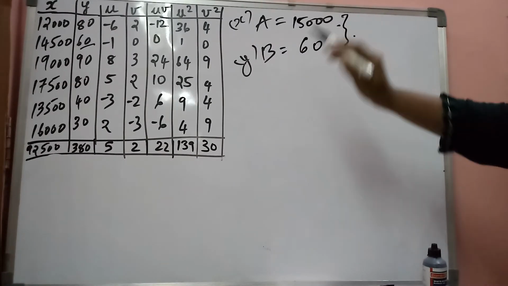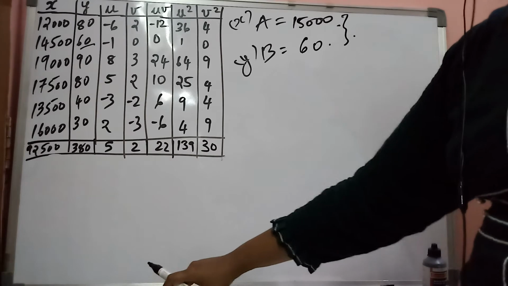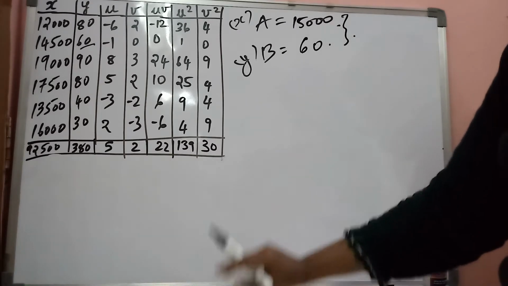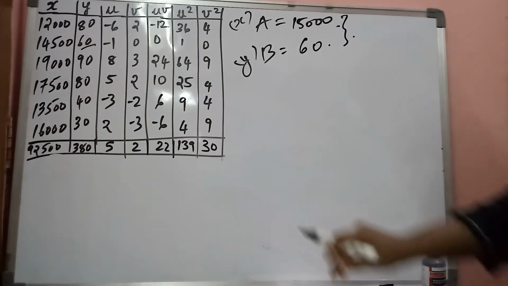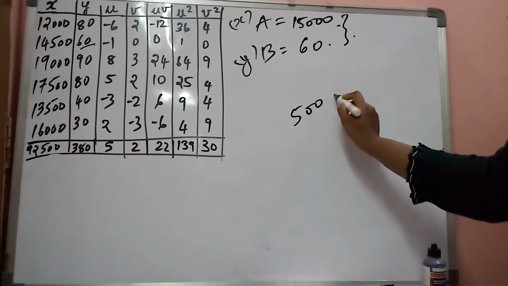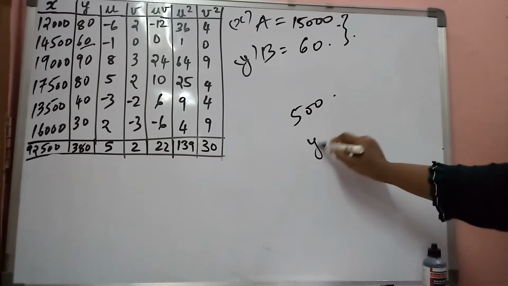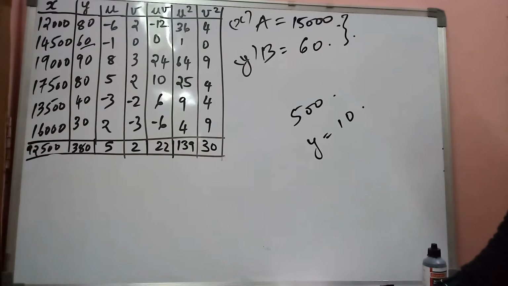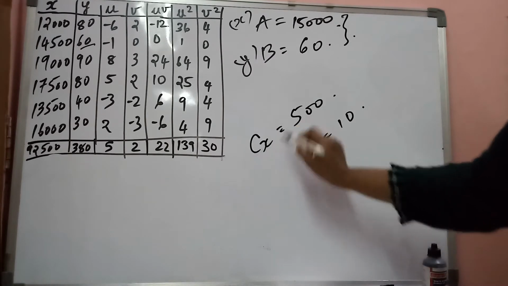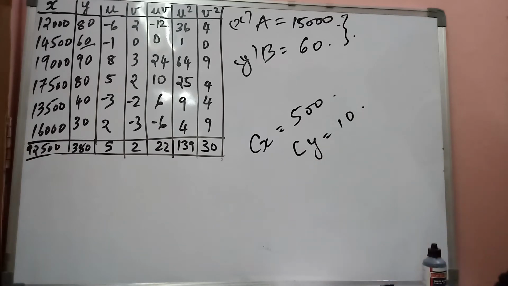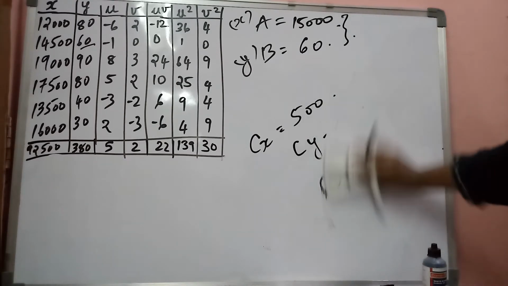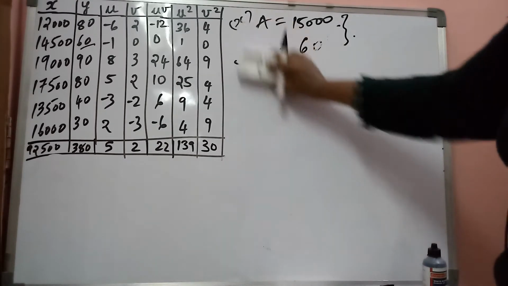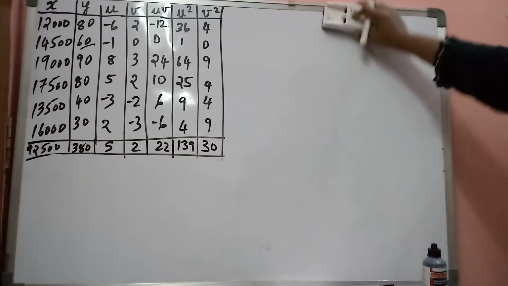These two numbers are assumed values, you just have to assume them, and then after deducting you have to divide also. You can see the x variable is in multiples of 500, and your y variable is in multiples of 10. So you can take your cx as 500 and cy as 10, so that you would get round figures. No decimals you would get. That is why you have to divide. Clear? So you know how to do it. Till now it's all clear to you.